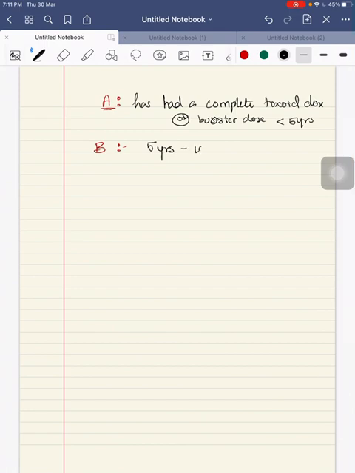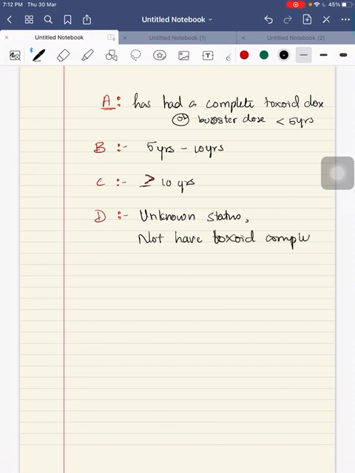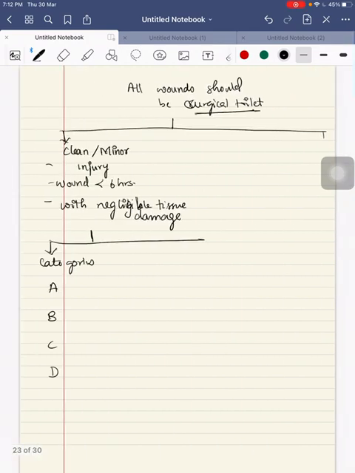Category B includes the person who has had a toxoid or a booster dose more than 5 years but within 10 years. Okay. Category C includes the person who has had a toxoid or a booster dose more than 10 years ago. Category D includes those with unknown tetanus toxoid status or not having the toxoid complete course.